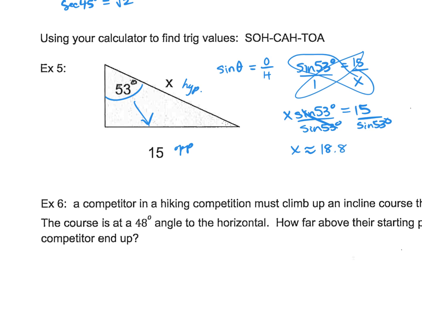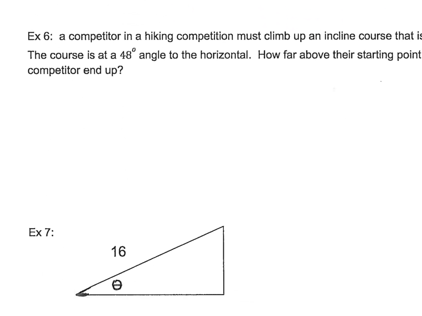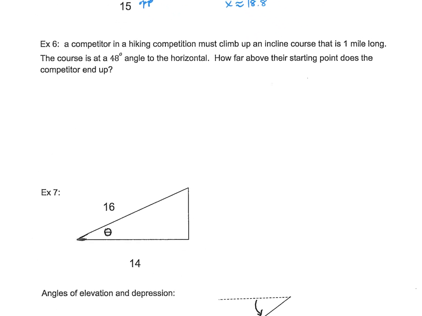All right, good. Now, we can do this, no big deal. What if we're given something like this? It says a competitor in a hiking competition must climb up an incline course that's 1 mile long. The course is at a 48-degree angle to the horizontal. How far above their starting point does the competitor end up? What do I need to draw first? Right triangle and label.